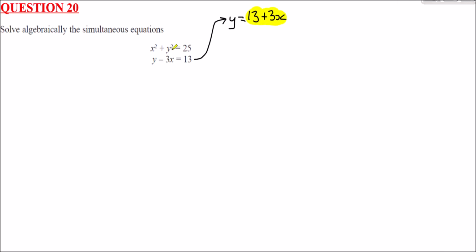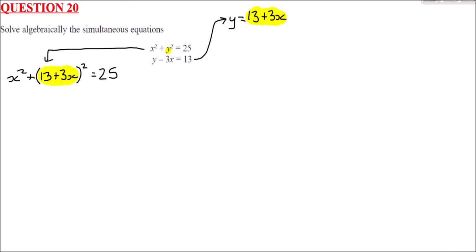So I'm getting slightly hoarse. So we just take this top one and then we input y as 13 plus 3x into it. And so this now is going to become x squared plus y squared, which is 13 plus 3x all squared, equals 25. So we've got some expanding of brackets to do here.